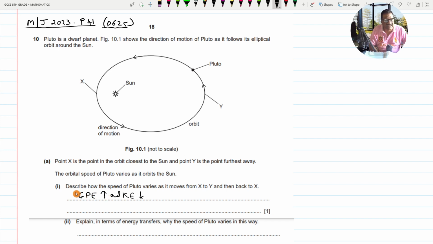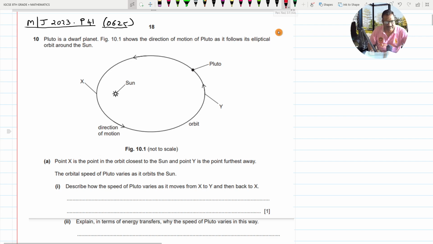Now the question is to describe how the speed of Pluto varies as it moves from X to Y. So we will just have to mention what is happening to the speed. When it is moving from X to Y, it is moving away from the sun. So when it is moving away from the sun, what will happen to the speed? The speed will be decreasing. When a planet is moving away from the sun, the speed always decreases.